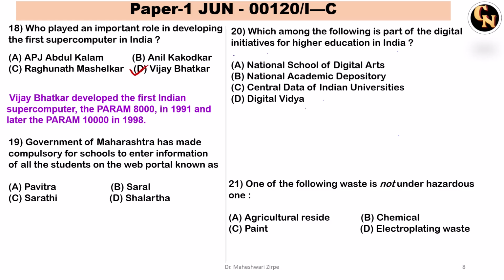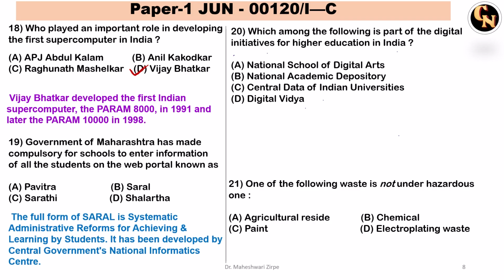Now next one is, the Government of Maharashtra has made it compulsory for schools to enter information of all students on the web portal known as Saral. What is the correct option? Saral. B is the correct option. Now what is Saral? The full form of Saral is Systematic Administrative Reform for Achieving and Learning by Students, and it has been developed by the Central Government National Informatics Center. Saral has all the information about the students which they can enter.